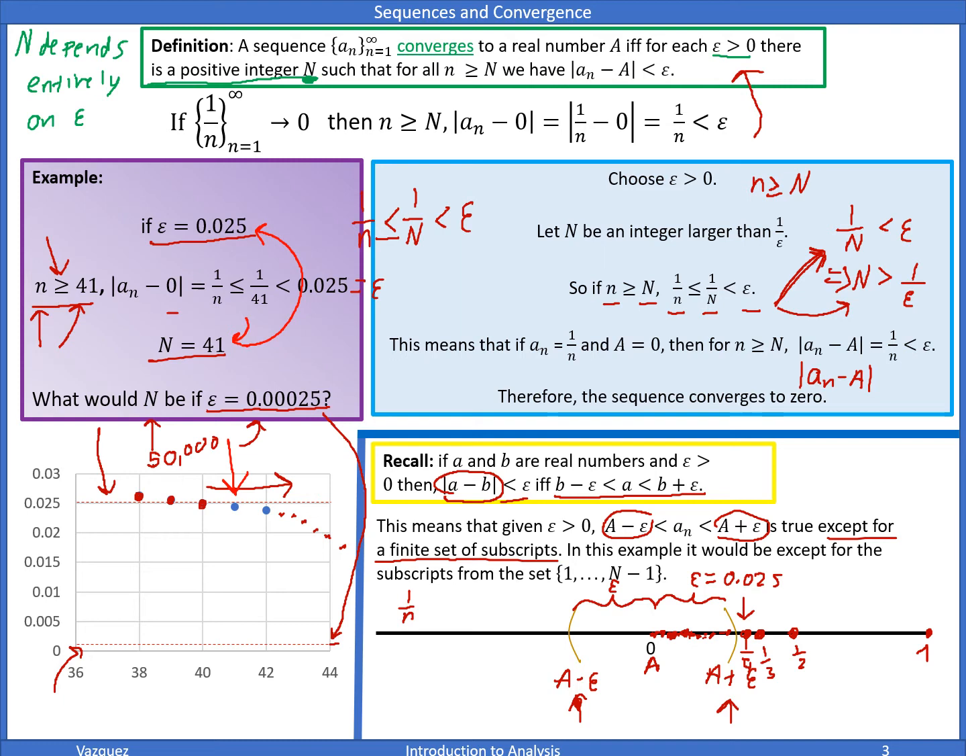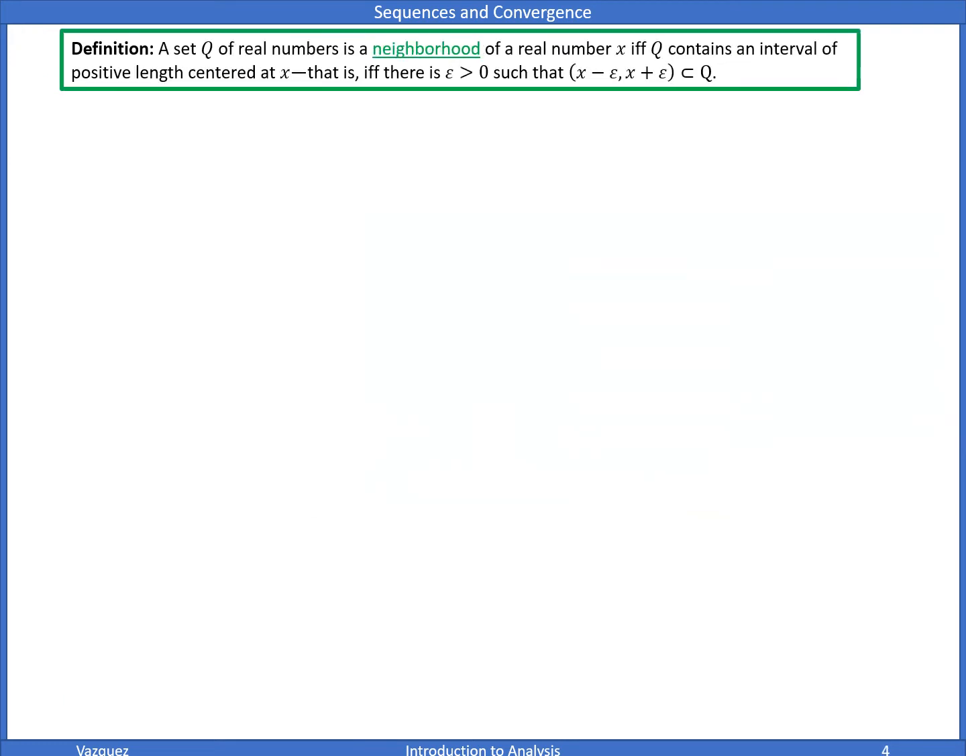And this takes us to something new, which is a neighborhood. Before I even read it, just the word neighborhood, you think of the people maybe who live close to you, who have houses close to yours. And that's what it basically means here. The intuition's the same.